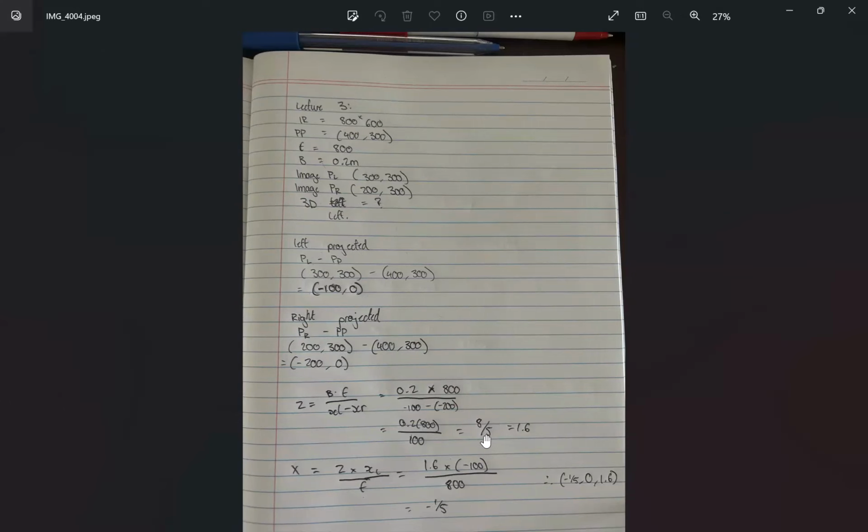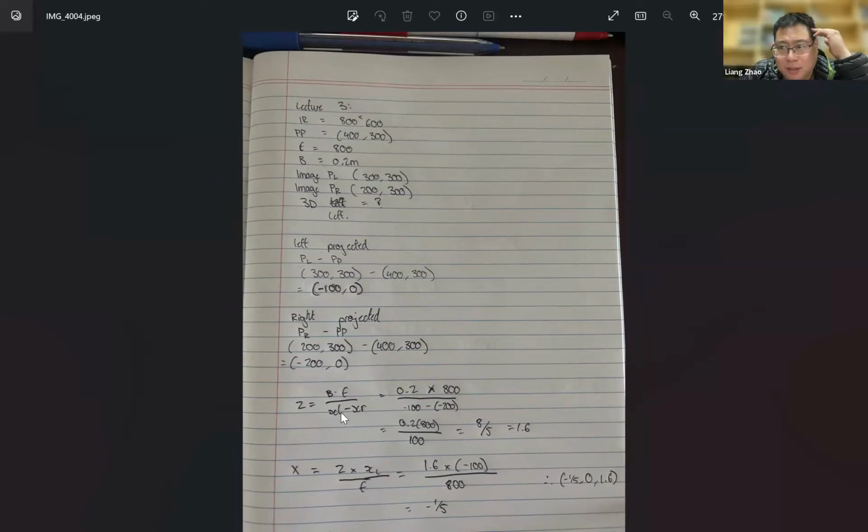I think so. Then you have minus 100, minus 200, and then you have 100 in there. Yeah, I think that's right. Okay, and if the question asked me to do it from the right projected, would I then switch around XR and XL for this section?